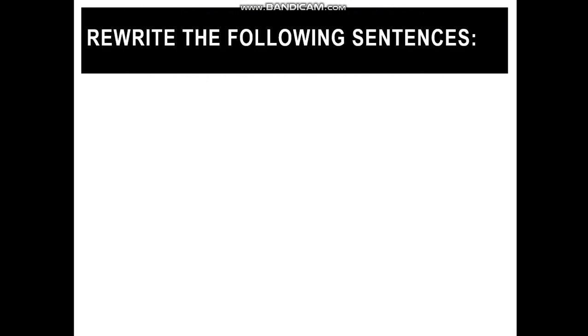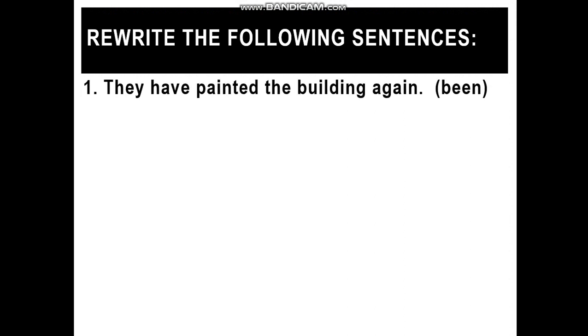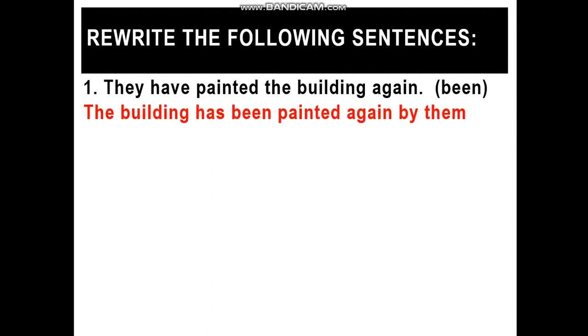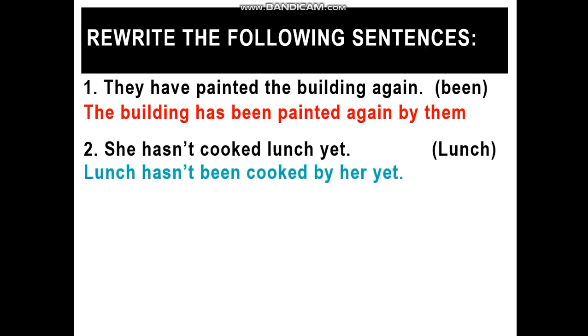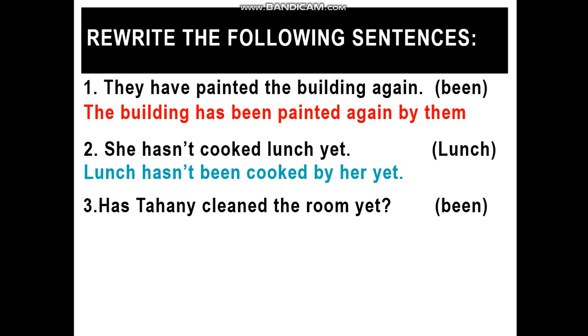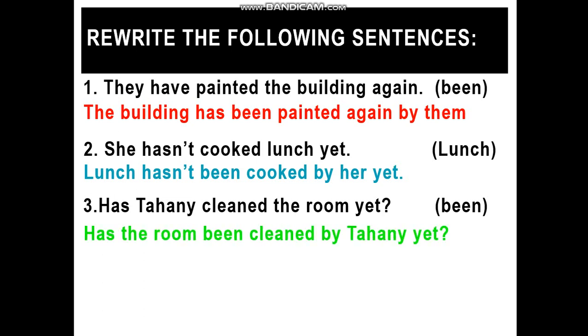Let's answer some questions. Rewrite the following sentences. Sentence number 1, they have painted the building again. We're gonna start with the object, so it's gonna be the building has been painted again by them. Sentence number 2, she hasn't cooked lunch yet. Lunch. So lunch hasn't been cooked by her yet. Sentence number 3, has Tahani cleaned the room yet? Been. It's gonna be has the room been cleaned by Tahani yet?